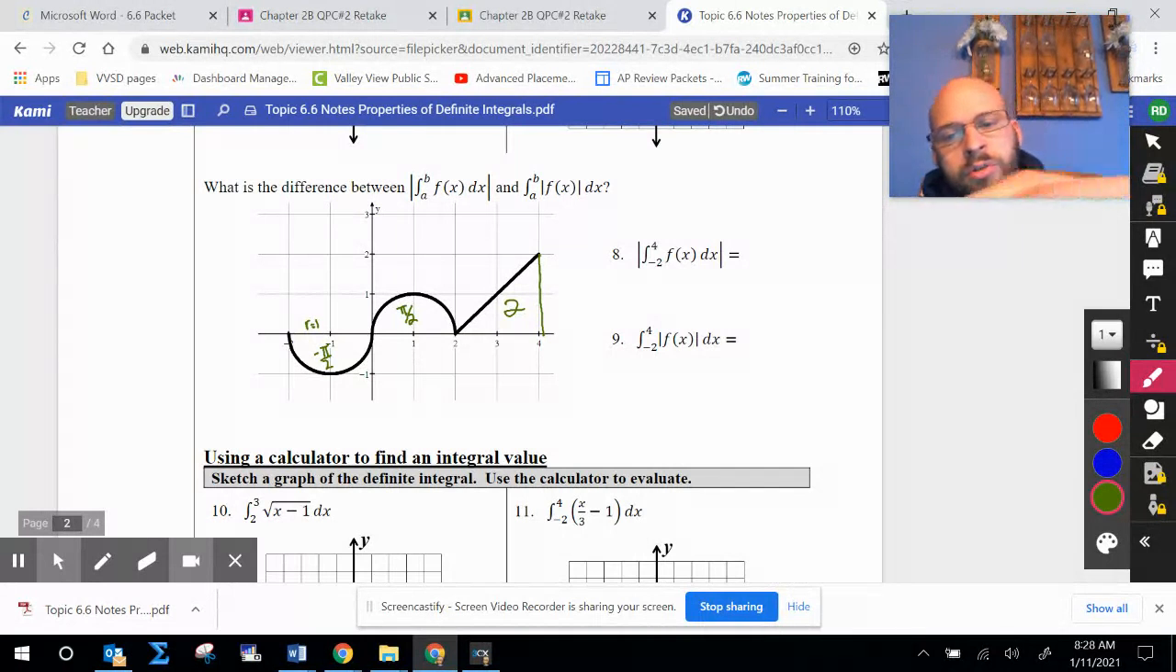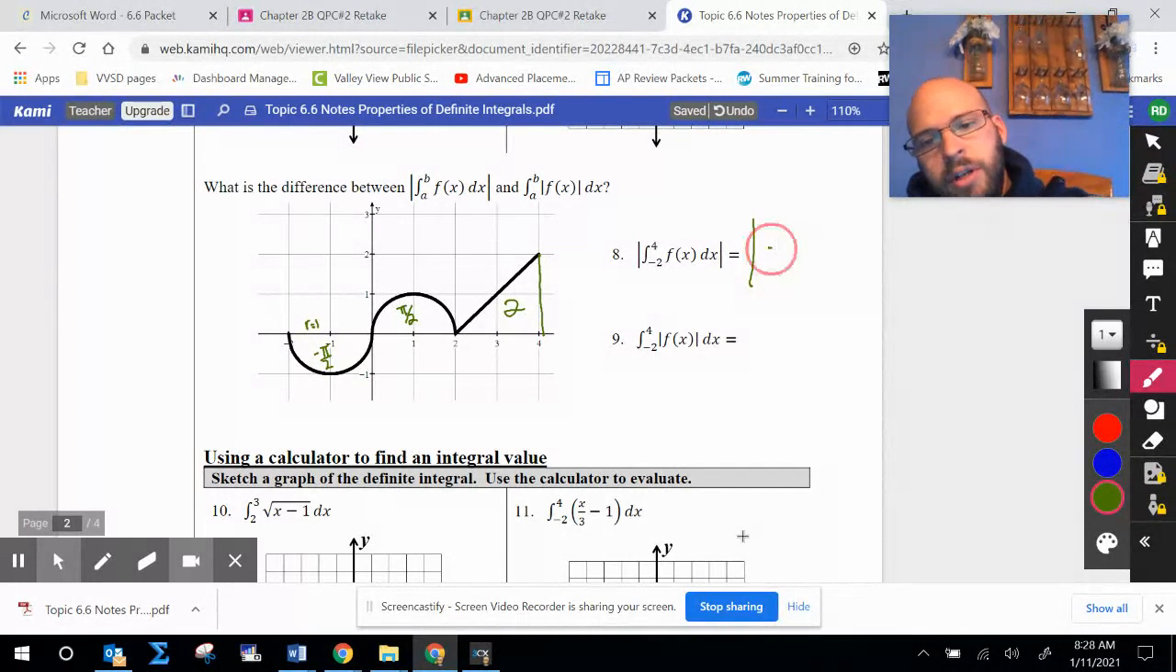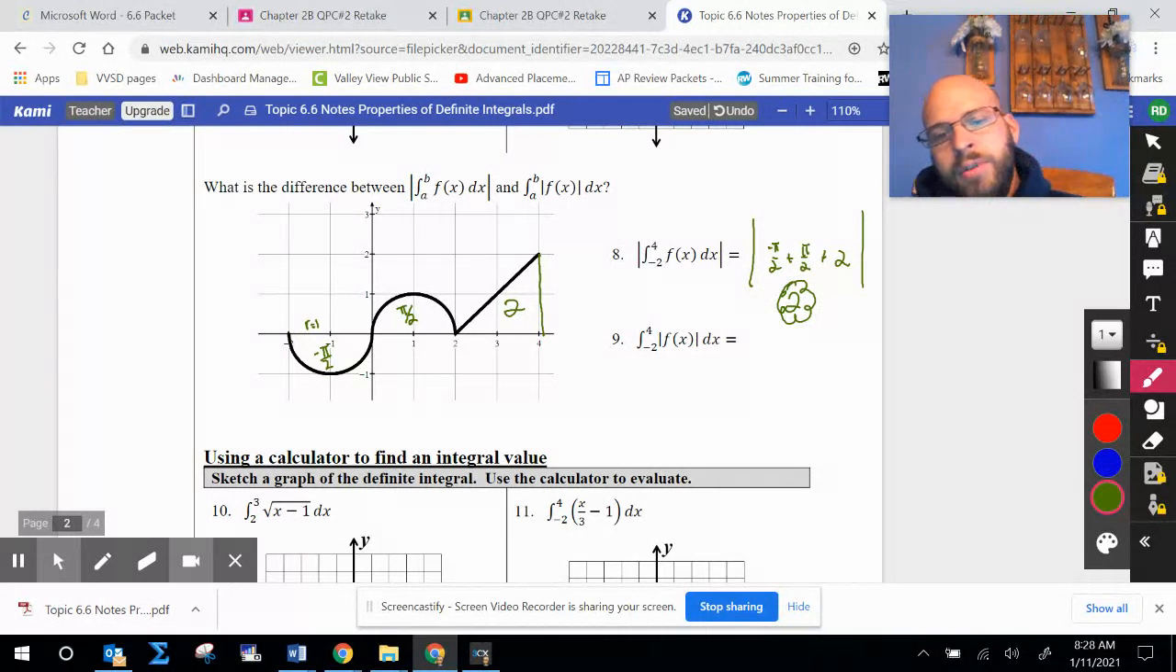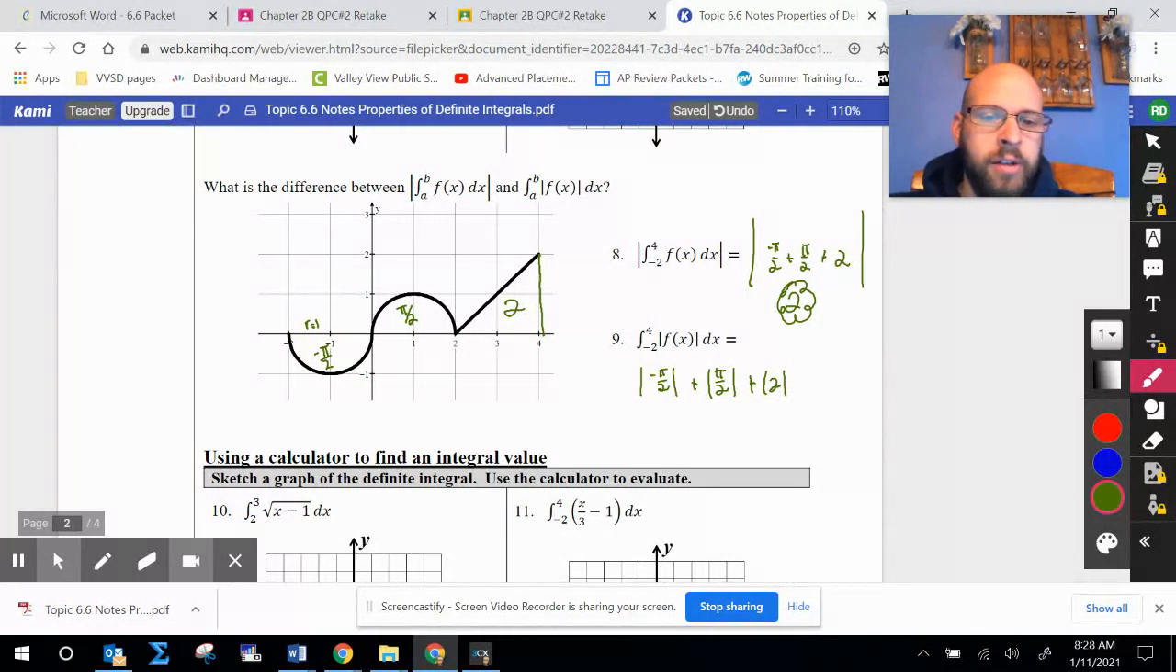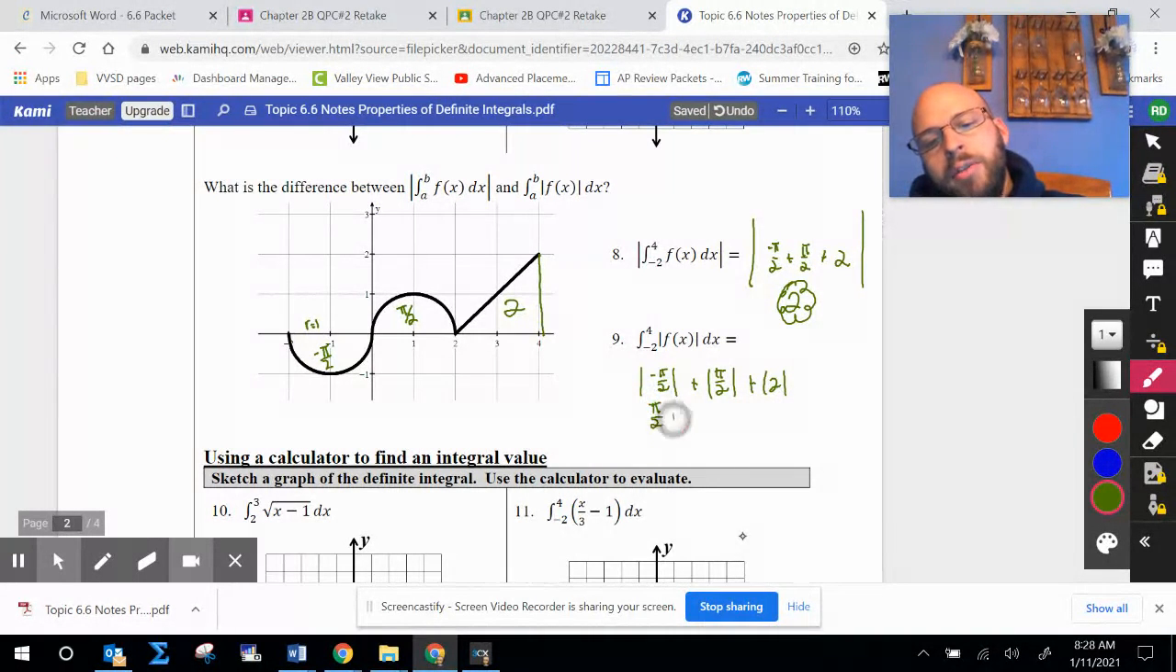Now, if I were to do this, I would take the absolute value of a negative pi over 2 plus pi over 2 plus 2. You would have to add all those terms together first, and then take the absolute value. That just gives you the answer of 2. But if it's written the other way, if I take the absolute value of each of these, I'm going to take the absolute value of each of these areas first, then add them together. Right? Do you see how I set up each of those absolute values separately? So now I can say pi over 2 plus pi over 2 plus 2, which just gives me a pi plus 2 as an answer.